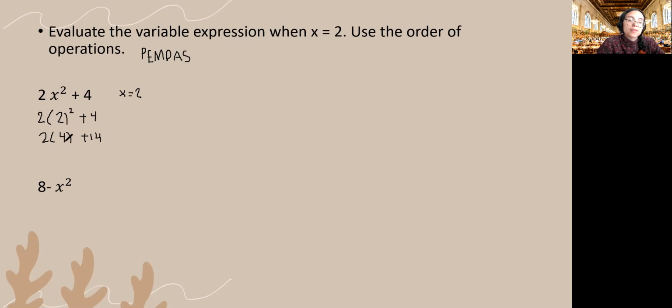Now I have multiplication and I have addition. If I look up here, multiplication comes first before addition, so I'm going to do multiplication. So 2 times 4 is 8. Now I have my addition. I bring down my 4. Oh, I wrote a 14 earlier, but it's a 4. Oh my goodness, I am so sorry. I apologize. What am I thinking? 8 plus 4 is going to give us 12.